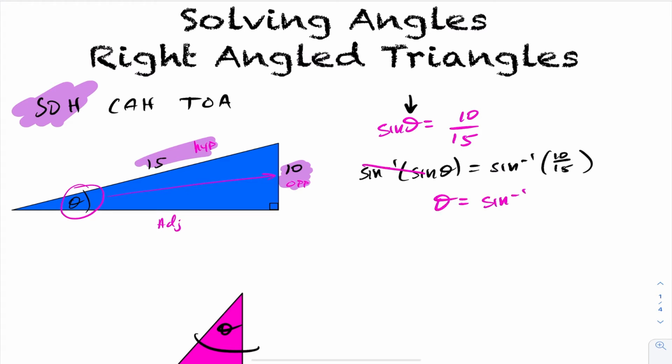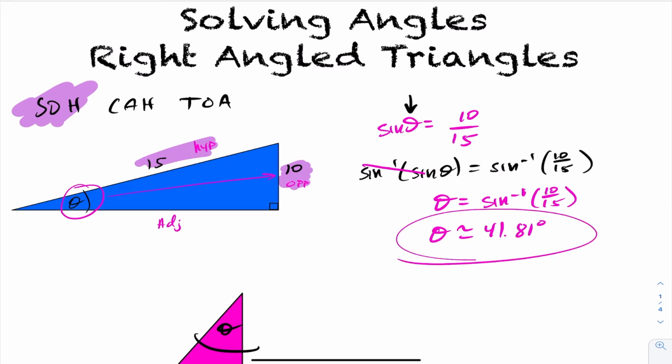Now you're looking to punch in on your calculator the sine inverse of 10 over 15. If you ensure your calculator is in degree mode, the sine inverse of 10 over 15 is equal to 41.81 degrees. So that means the measure of this angle here is 41.81 degrees.